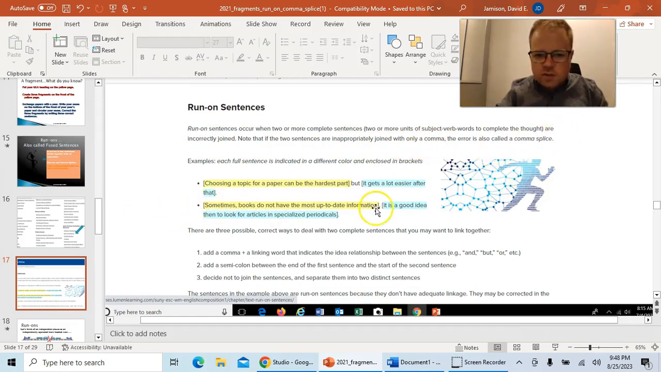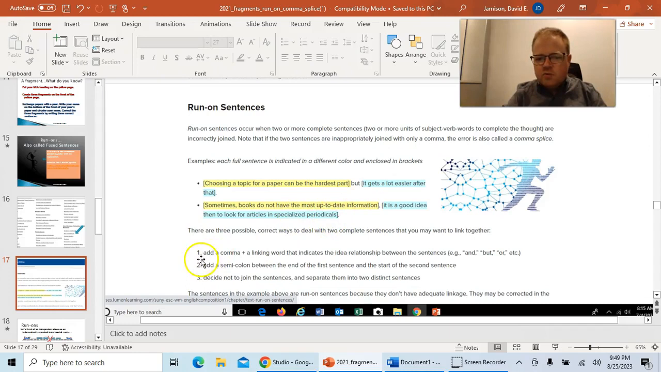So here's an example of two sentences that are connected with a comma, and they should have more going on. Sometimes books do not have the most up-to-date information. It is a good idea then to look for articles in specialized periodicals. The yellow one here is a complete sentence. The blue one here is a complete sentence. And we need a way to connect those. The person is using a comma here, which is incorrect.